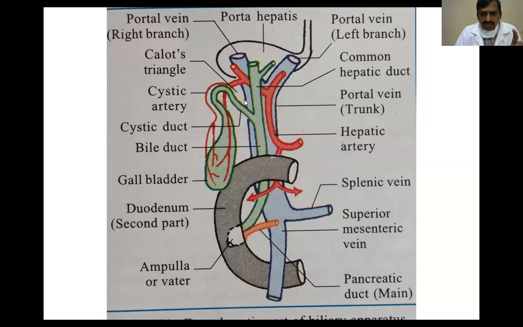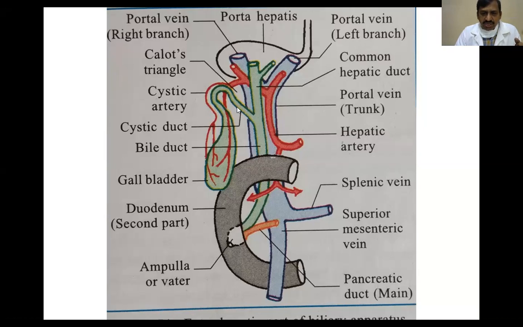What are the relations of the common hepatic duct? Posteriorly there is the portal vein, and on the left side there is the common hepatic artery, and on the left side the cystic duct. This is the common hepatic duct. It joins with the cystic duct.